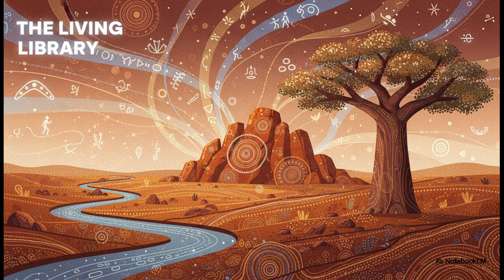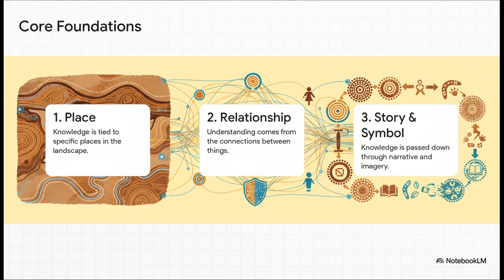So let's try to shift our thinking here. Instead of picturing information stored on a computer server, imagine if it was stored in the land itself. In Aboriginal knowledge systems, the environment is seen as a kind of living library, where knowledge is kept safe in stories, in songs, and in the connections between people and the places they live. So how does a living library actually work? Well, it's built on a few really core ideas. Let's break it down and look at three of the most important ones: place, relationship, and story and symbol.